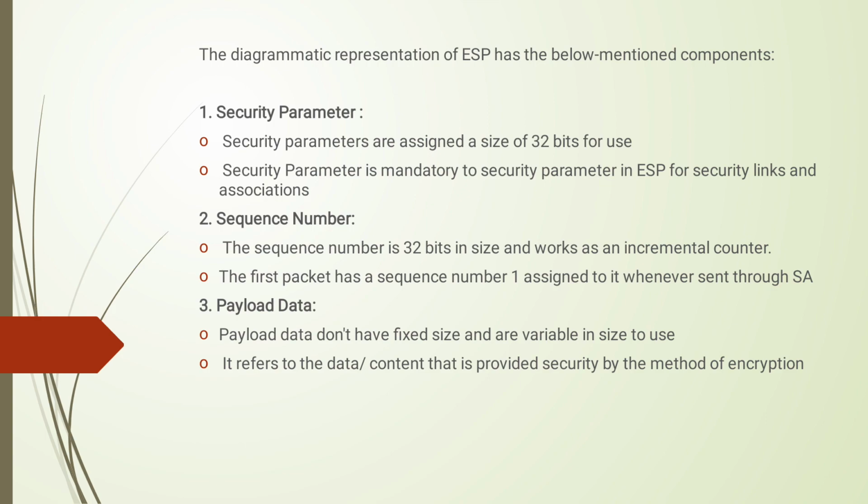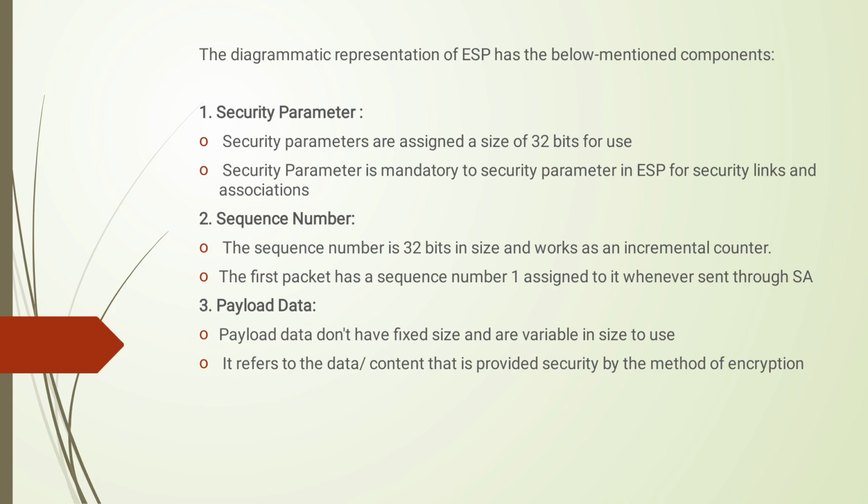The first component is security parameter. Security parameters are assigned a size of 32 bits. Security parameter is mandatory in ESP for security links and associations. The security parameter is an arbitrary number of 32 bits which, in conjunction with the destination IP address and the ESP security protocol itself, uniquely identifies the security association for a protected datagram.